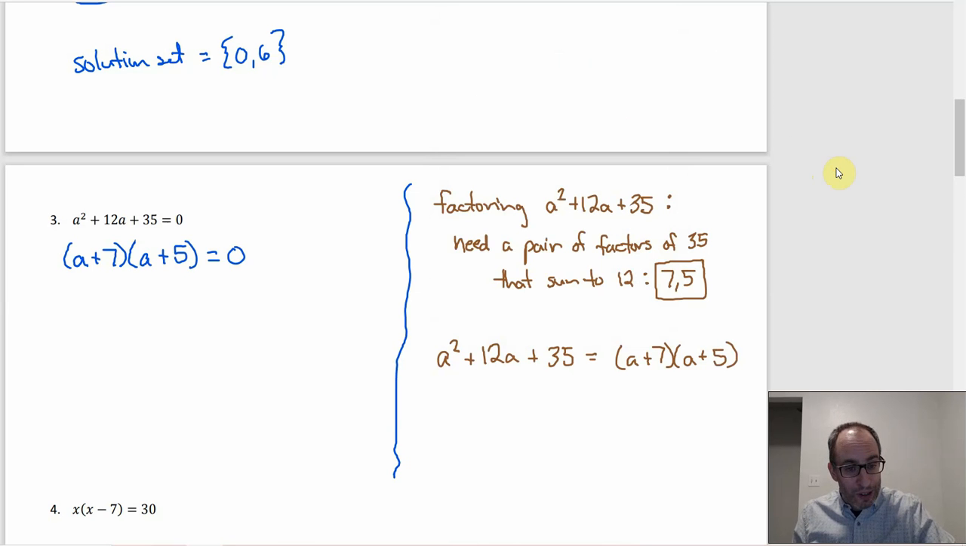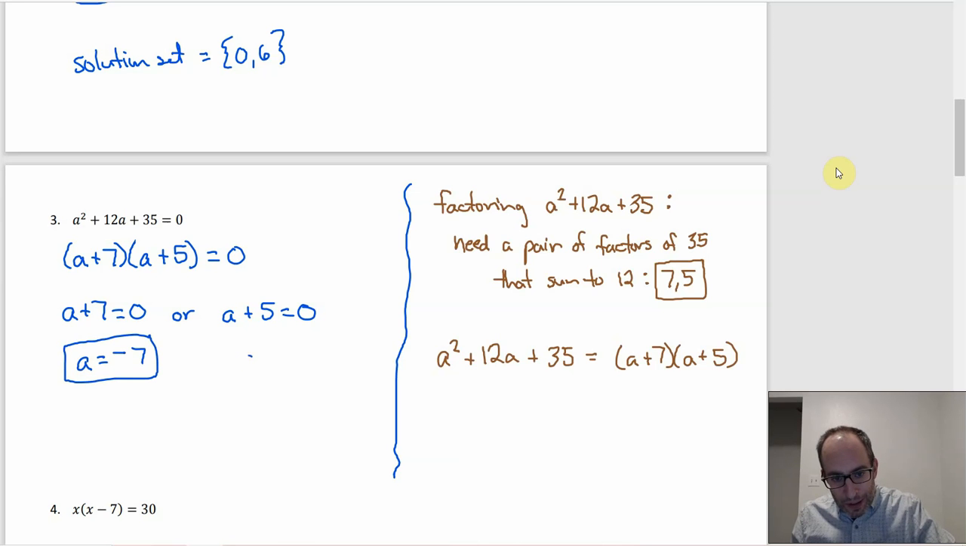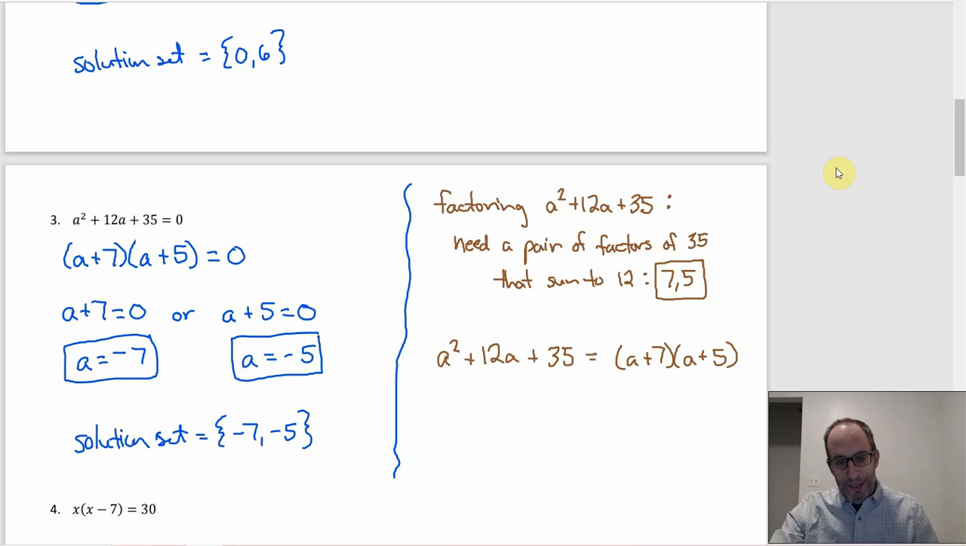But then we got a product on the left, so we can use the zero product property. So a plus 7 equals 0, or a plus 5 equals 0. So either a is negative 7 or a is negative 5. And so our solution set would be the set consisting of negative 7 and negative 5. Done.